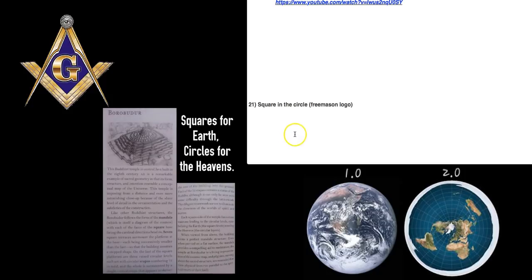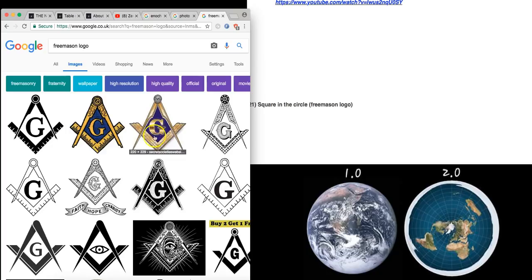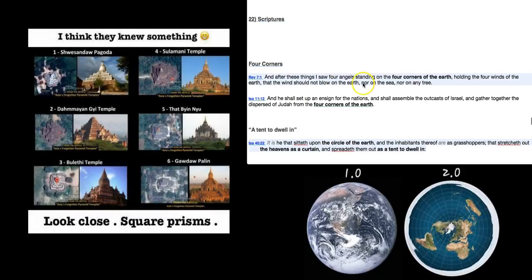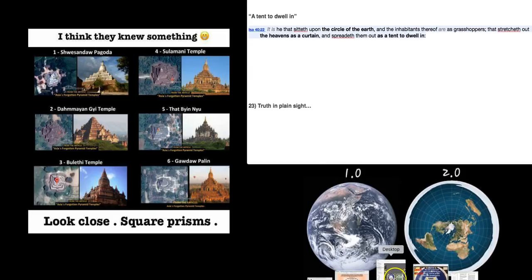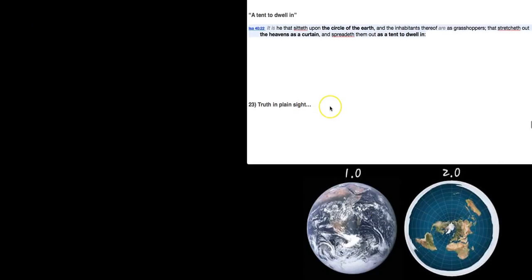Then, just to lead into future videos, I showed you the square and compass here, how the square is actually behind the compass. So it's almost like they're saying the square is in the circle, which then led us into looking at the scriptures of the squares within the circle of the earth, which is the truth hidden in plain sight, the square within the circle. And we're going to cover this in a lot more detail in future videos.